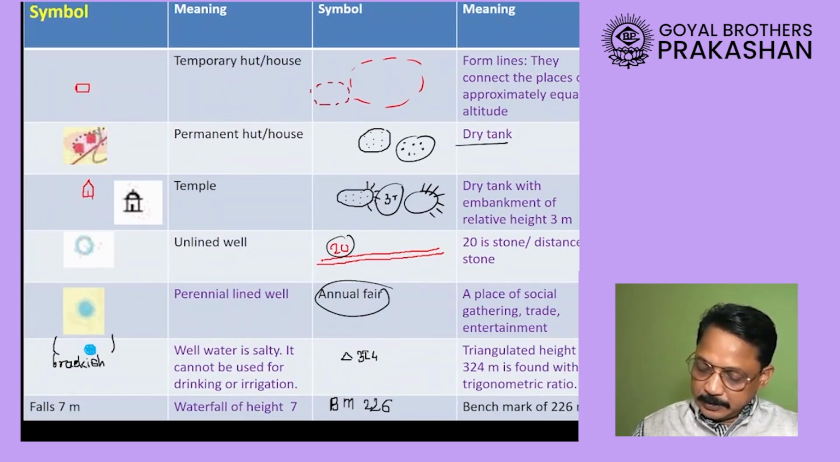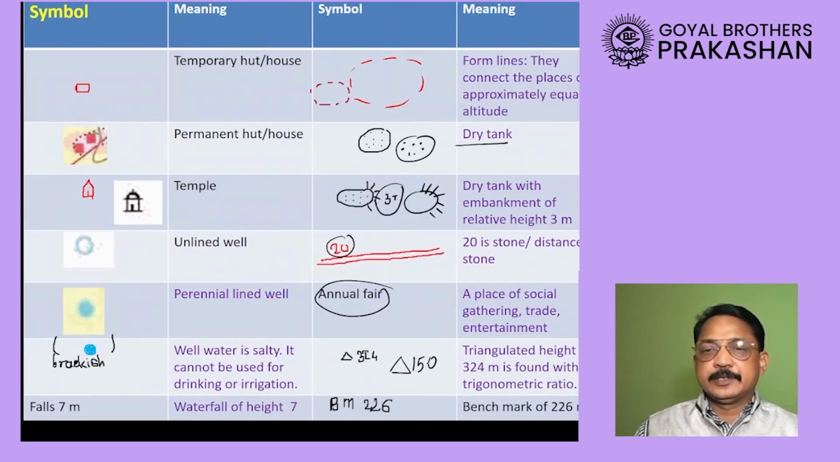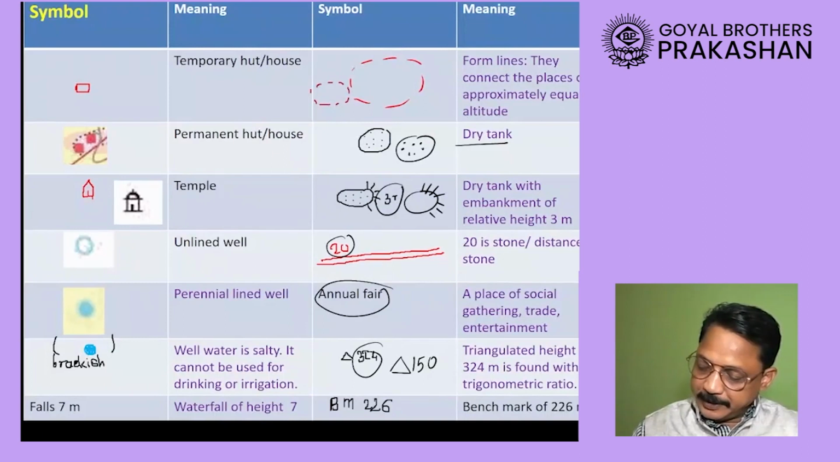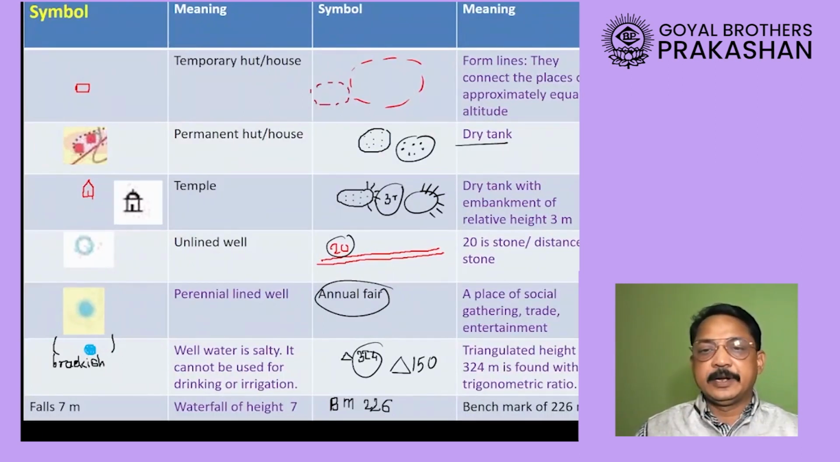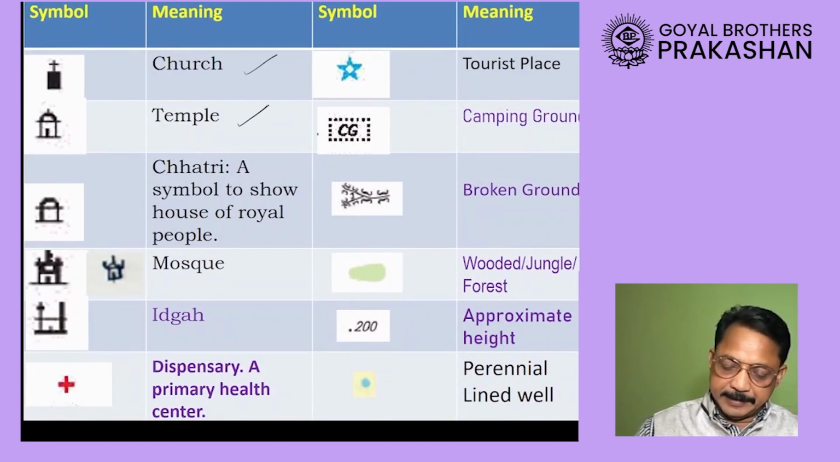Then you will also find those numbers, as I said. If it is a triangle with a number, suppose 150, so it's a triangulated height of 150. Now here the number is suppose 324, so it is a triangulated height of 324. Look at this. Okay, a church will be shown with this symbol, a temple, a chhatri, a mosque, an idgah.